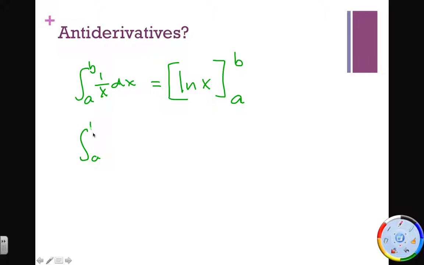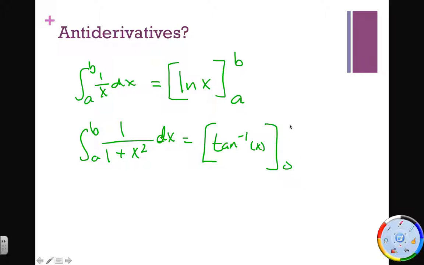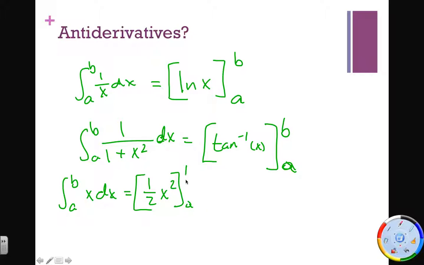Things like this. This is kind of a harder one, but I think most of you got it, just being tan inverse of x. All right, the antiderivative of x is 1/2 x squared. These are just handy things, so really try to figure these things out. Don't always just go to the answer key. Don't always just go to a neighbor, but really try to figure these things out.